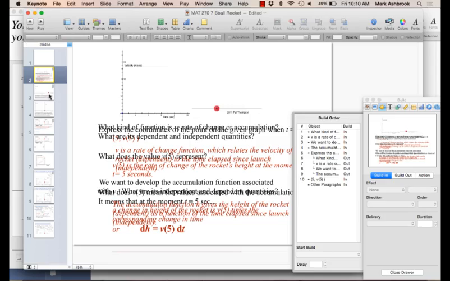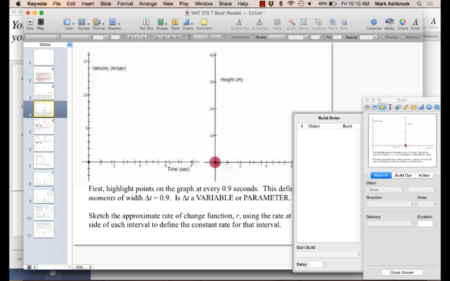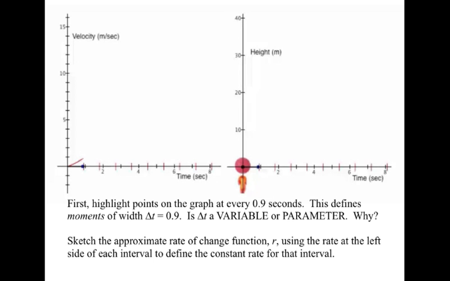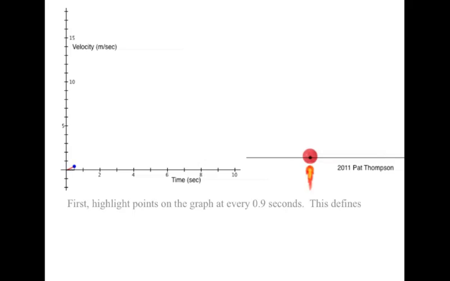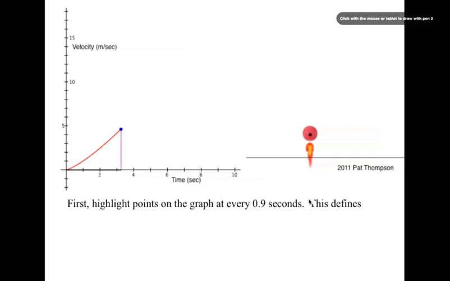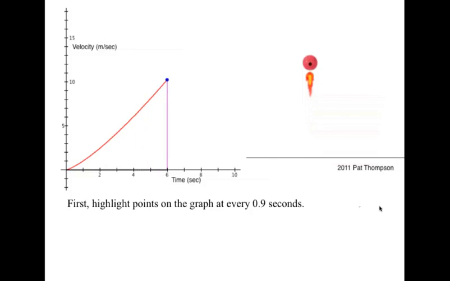So on your graph, that's the wrong slide. This slide. Okay, so you should all have a graph like this. I want you to highlight points on the graph starting at time equals 0. Highlight points every 0.9 seconds. Every 0.9 seconds, you're highlighting points on the graph. Do your best. I know there's no grid lines. Do your best to be accurate there. Every 0.9 seconds.